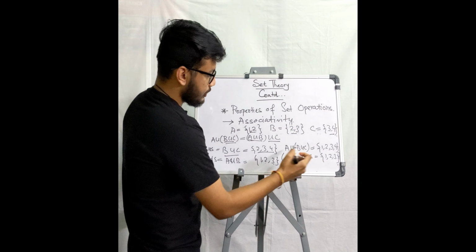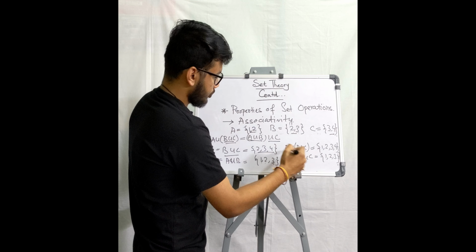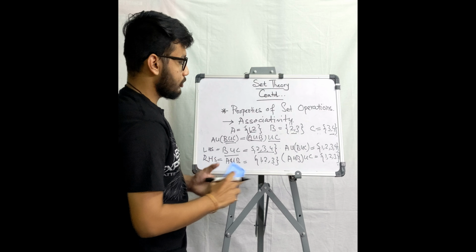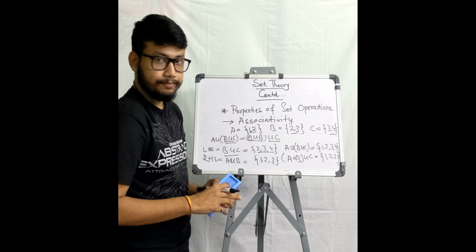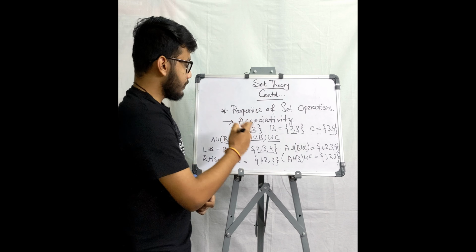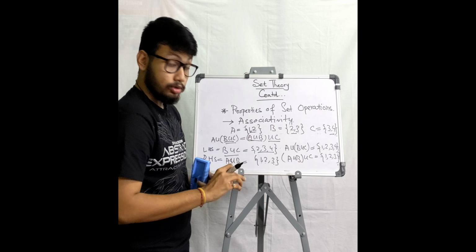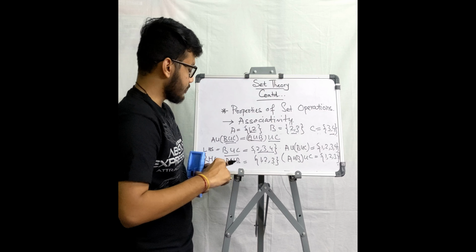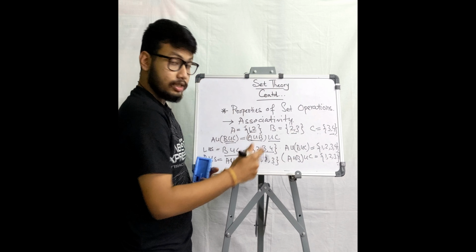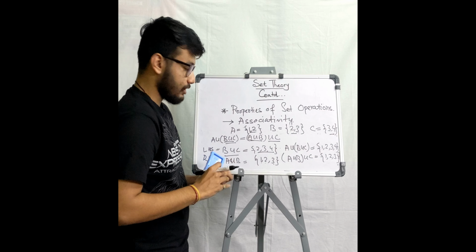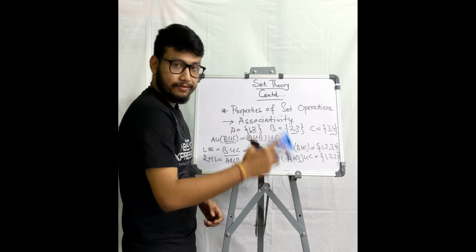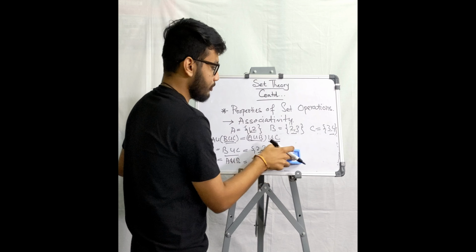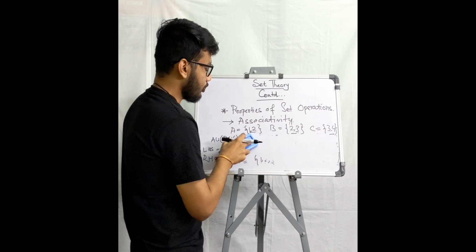Right? So you can see that both the left hand side and right hand side are nothing but equal. So both the sets are equal sets. So this proves that this associativity law holds true. Now in case of union, I have shown you the example. In case of intersection, please do it by yourself and you can check whether you have got the answer correct or not, if you are able to prove the associativity law or not.